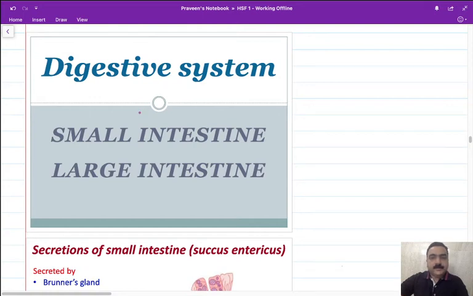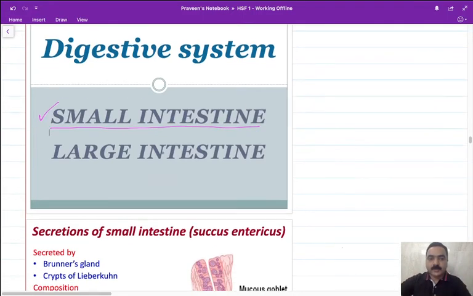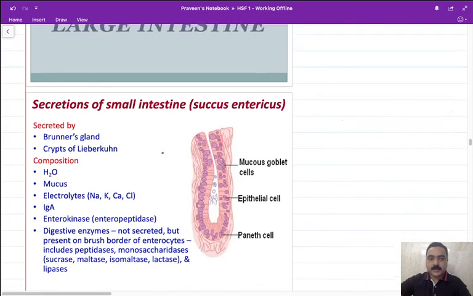Hi all. In this video we will start with the small intestine. We will look at the secretions of the small intestine and the movements that take place in the small intestine. Also, we will study the secretions that come from the external glands, like the pancreas and the liver, into the small intestine. Let's start first with the secretions of the small intestine.